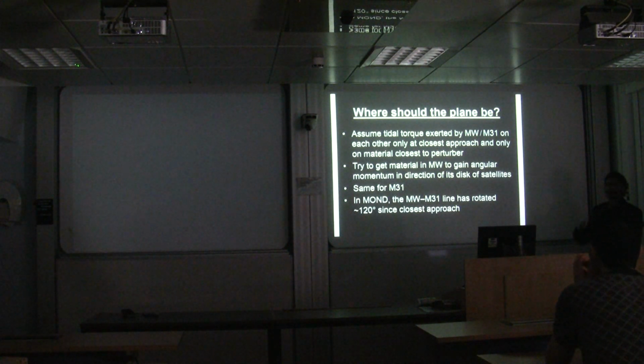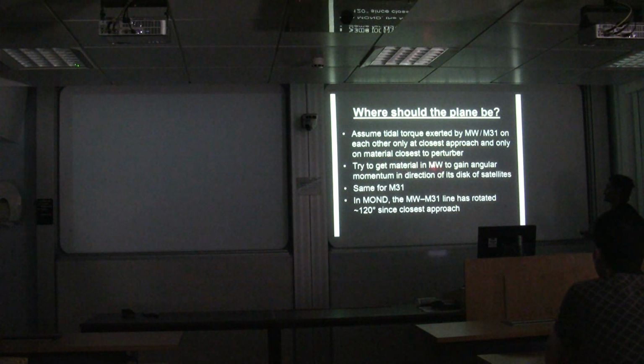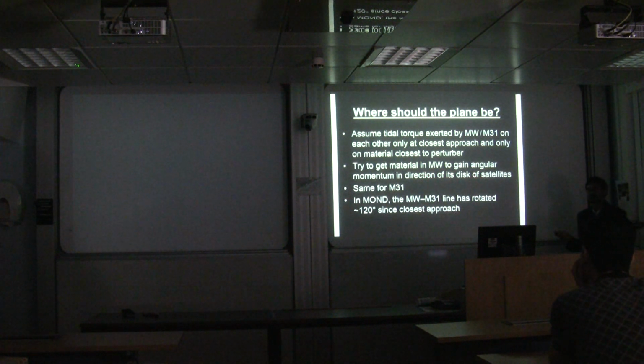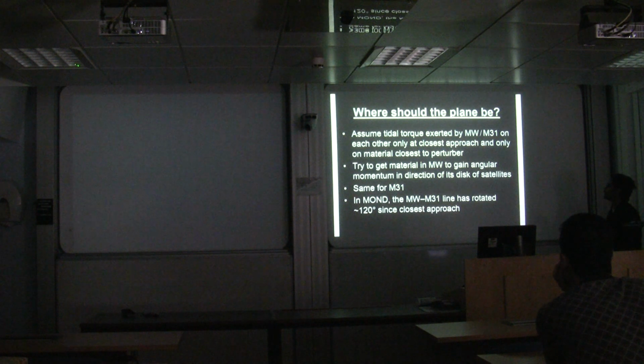It's a rough approximation, but it tells you more or less which way you expect the material to be tidally torqued, which way you expect it to gain angular momentum. Now, the trick is to try and change the parameters to get the material in the Milky Way to gain angular momentum in the direction of its disk of satellites. The Milky Way, for those of you who don't know, has a plane of satellites oriented at 90 degrees to the disk. And Andromeda has a similar plane of satellites where it's only at 50 degrees to its disk.